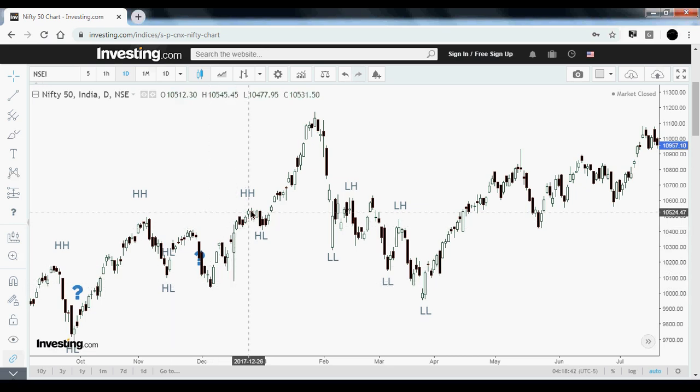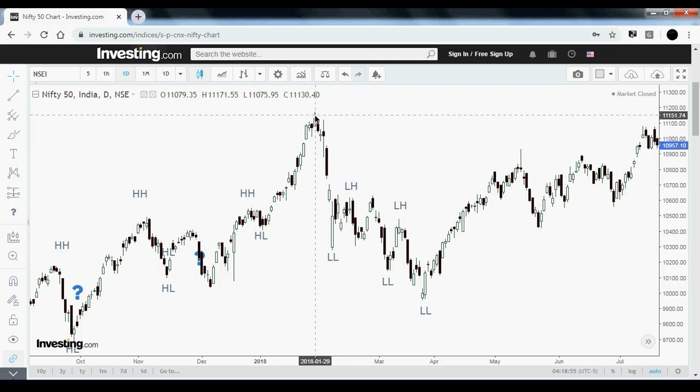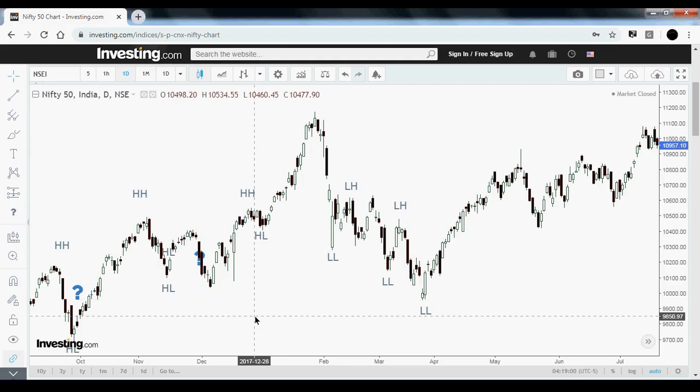And again when we had this up move, it went well above this previous high, and this low is well above this previous low. So the higher highs, higher lows pattern continues, and the trend continued in that prevailing direction, which was uptrend. So as long as higher highs and higher lows are being formed, the stock is called to be in uptrend. So the definition of uptrend is higher highs and higher lows.